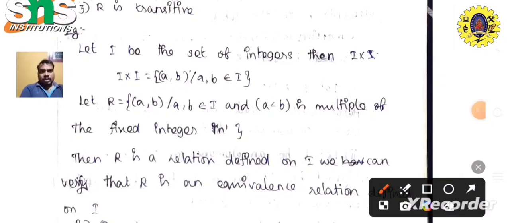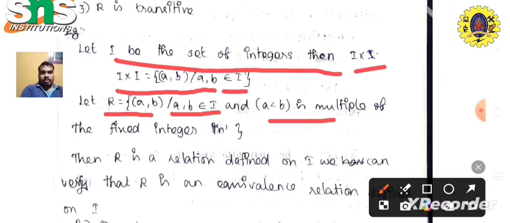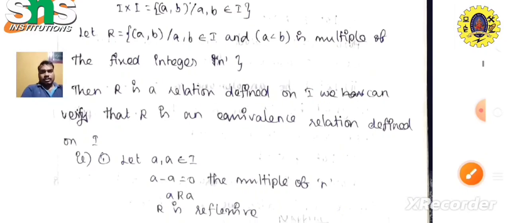For example, let I be a set of integers. Then I cross I is equal to (A, B), where A, B belong to integers I. R is a relation. Let R equal to the ordered pair (A, B) such that A minus B is a multiple of a fixed integer n. So R is a relation defined on I. Verify R is an equivalence relation defined on I.